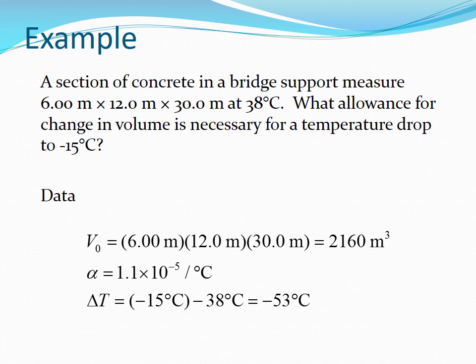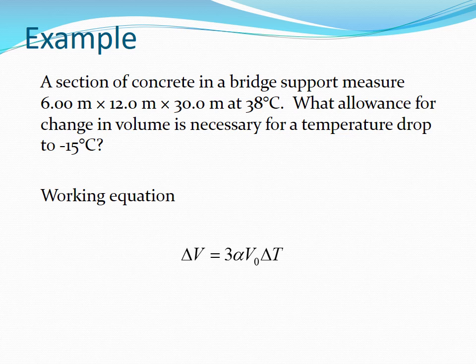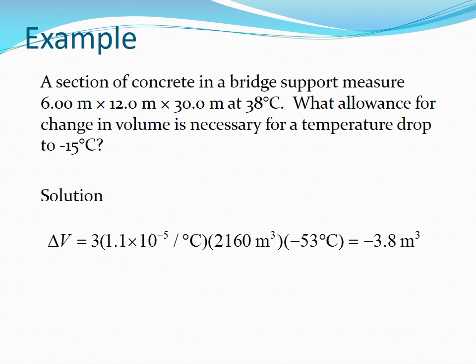The original volume is 2,160 cubic meters. The coefficient of linear expansion of concrete is 1.1 × 10^-5 per degree Celsius. The change in temperature is minus 53 degrees Celsius. The working equation is the volume expansion formula. Substituting what we know gives a volume contraction of 3.8 cubic meters.